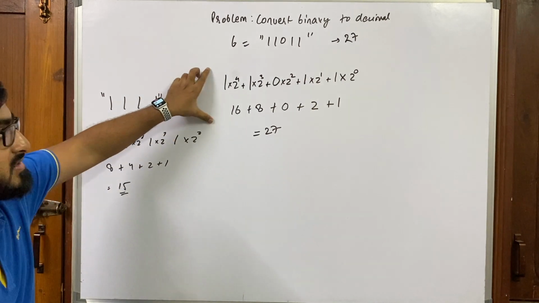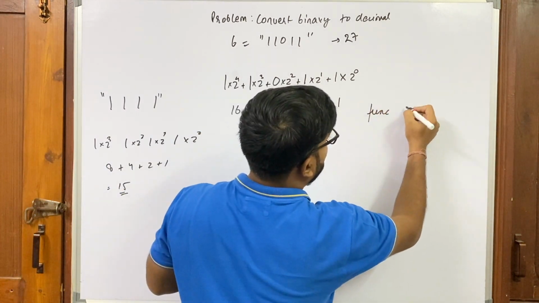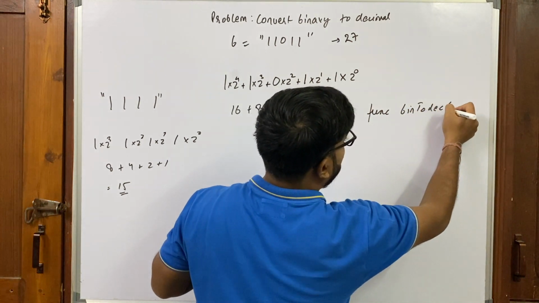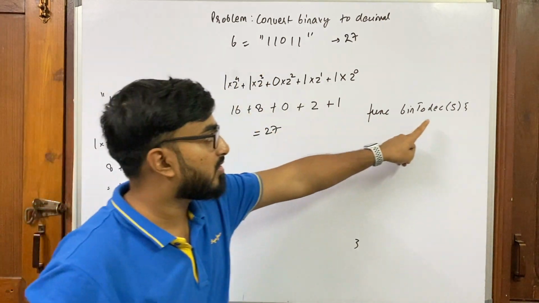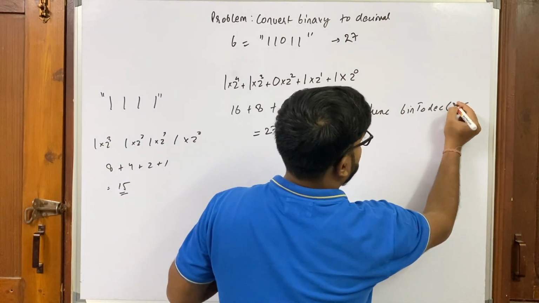So we code this exact method into a solution. I'm going to write a pseudocode: func bin to decimal, which takes a string b containing zeros and ones and returns the corresponding decimal value for this binary string.